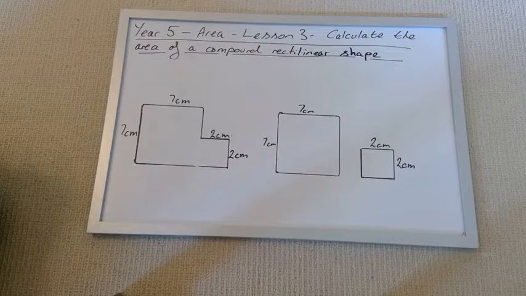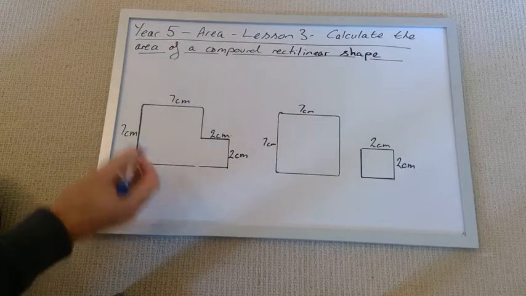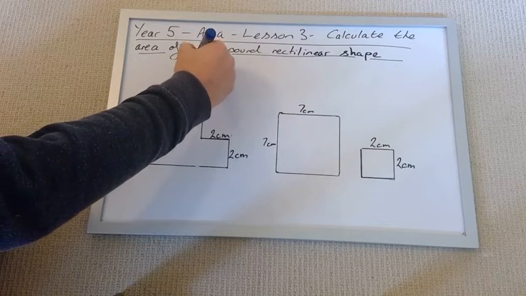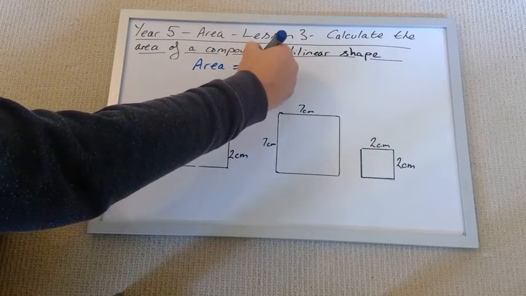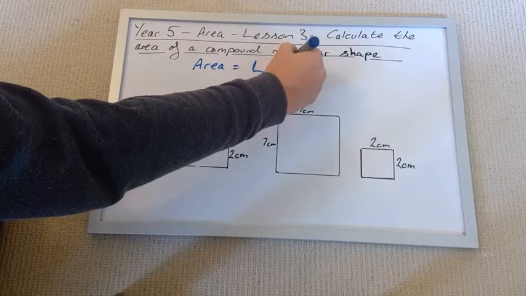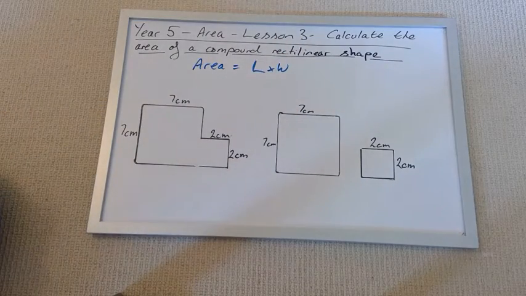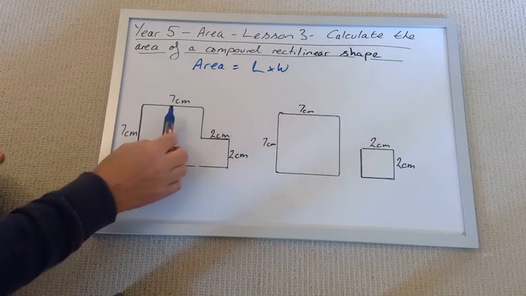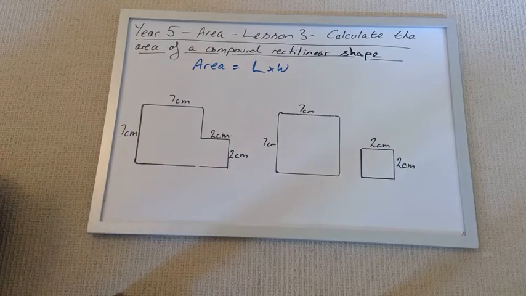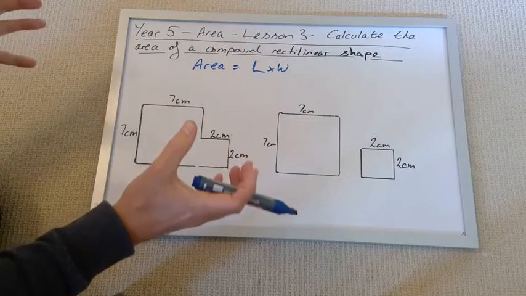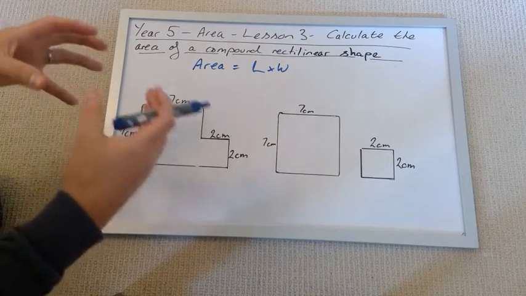We've looked at squares and rectangles, and we learned that to calculate the area of those shapes we had to multiply the length by the width. We need at least 2 measurements to calculate that. This is what we call a compound rectilinear shape. The reason it's called compound is as if you had 2 separate shapes and you've squished them together.